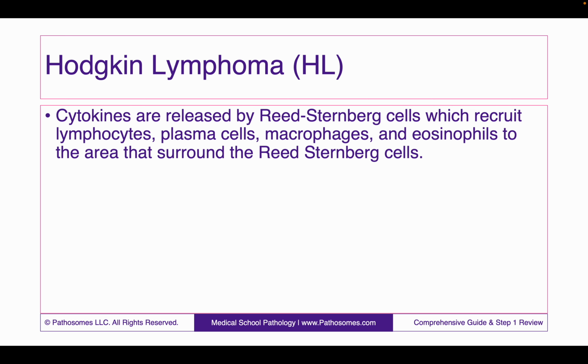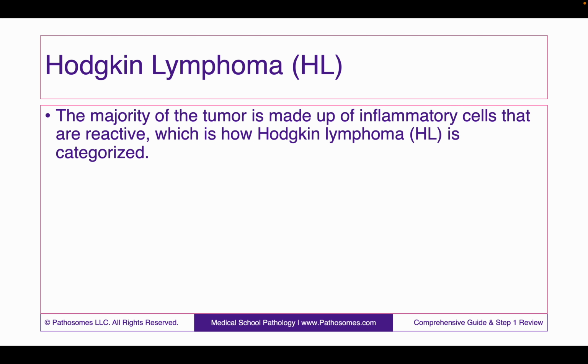The Reed-Sternberg cells release cytokines, okay? Cytokines are released by these large Reed-Sternberg cells, which actually recruit lymphocytes and plasma cells and macrophages and eosinophils to the area that surround the large Reed-Sternberg cells. Now, the majority of the tumor is made up of normal inflammatory cells, right? So you got to be careful.